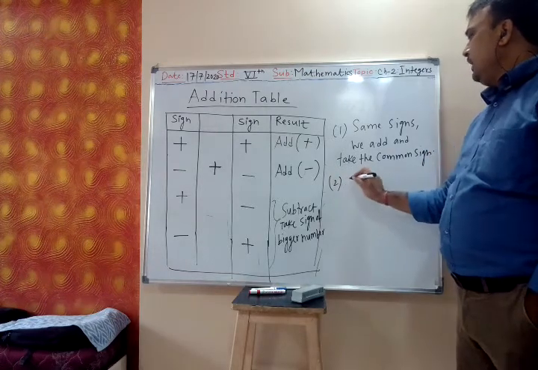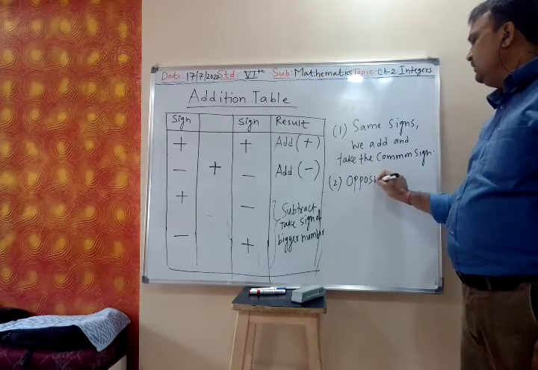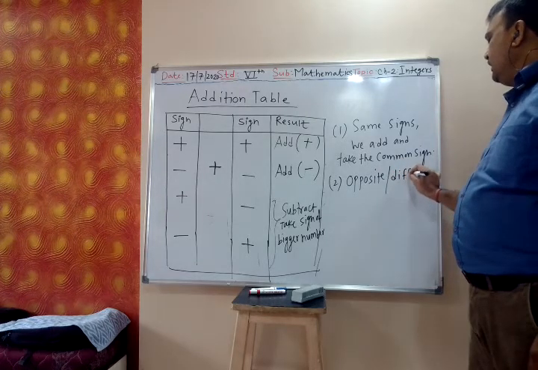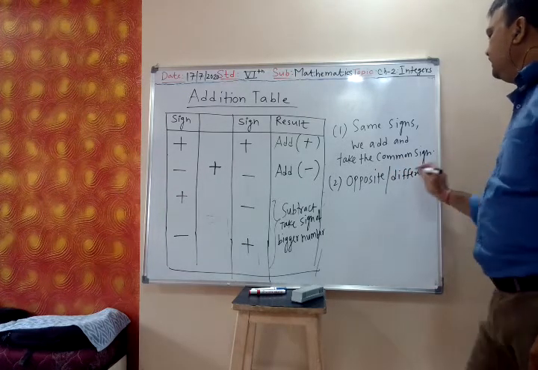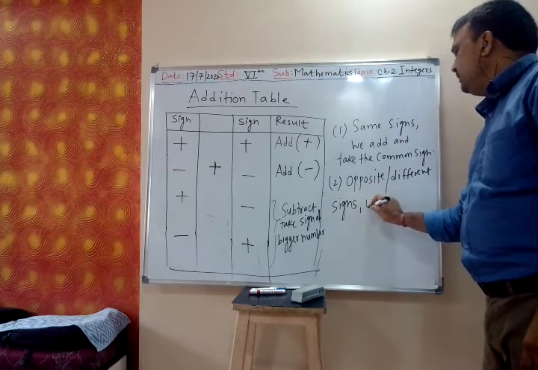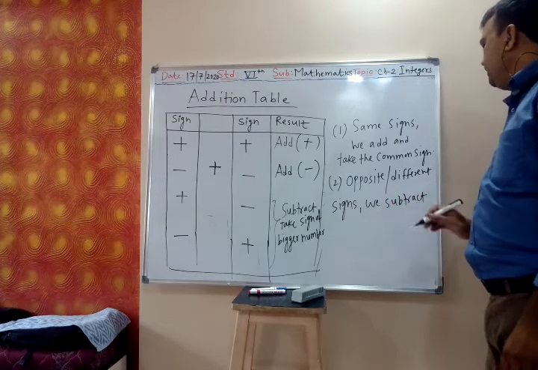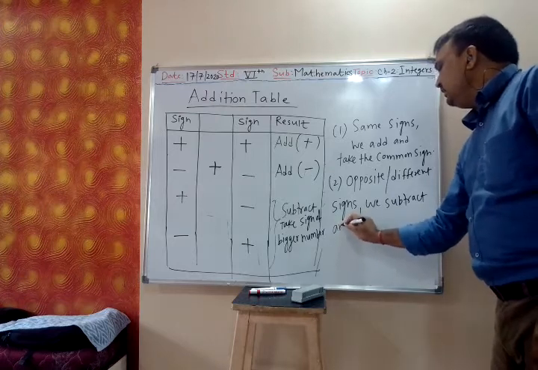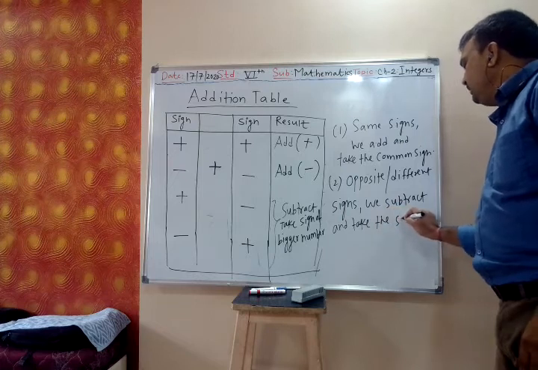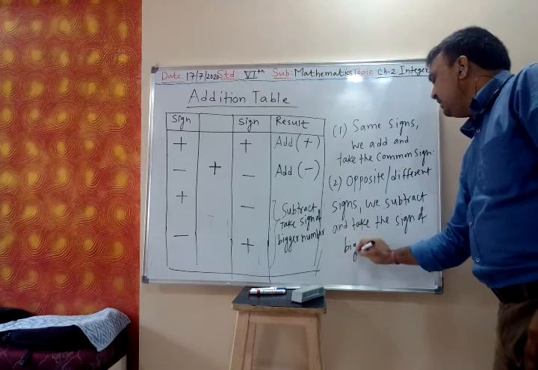Second point, opposite sign. Opposite means different sign. We subtract different signs. Same sign we add, opposite sign we subtract, and take the sign of the bigger number.